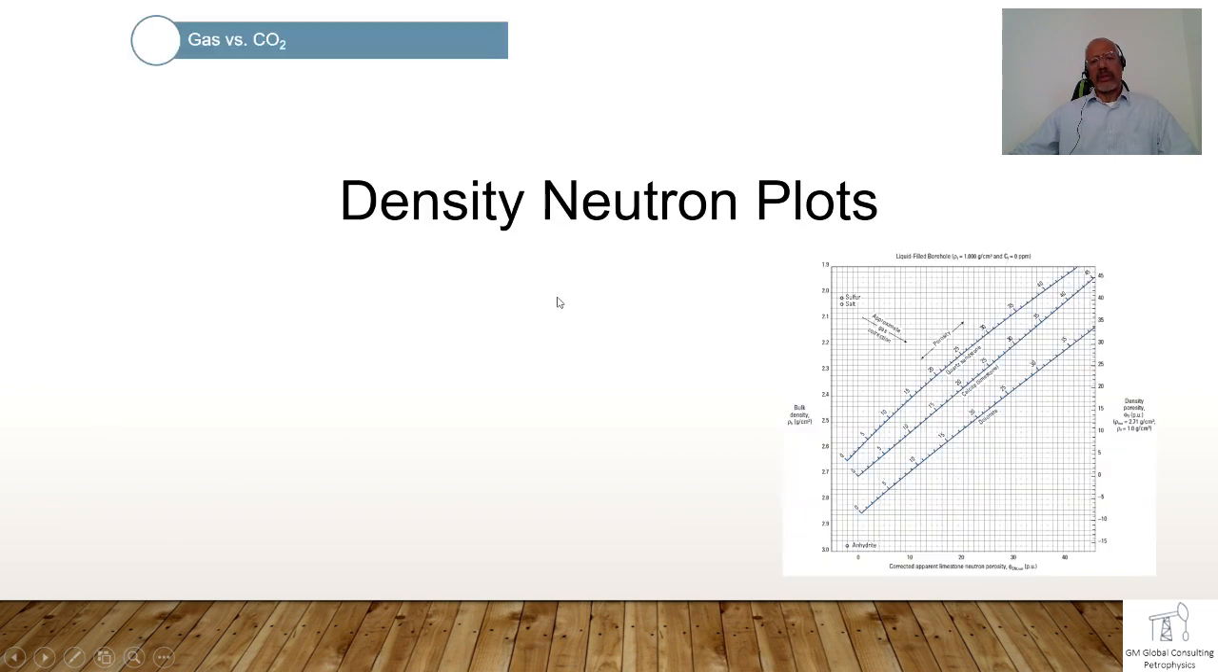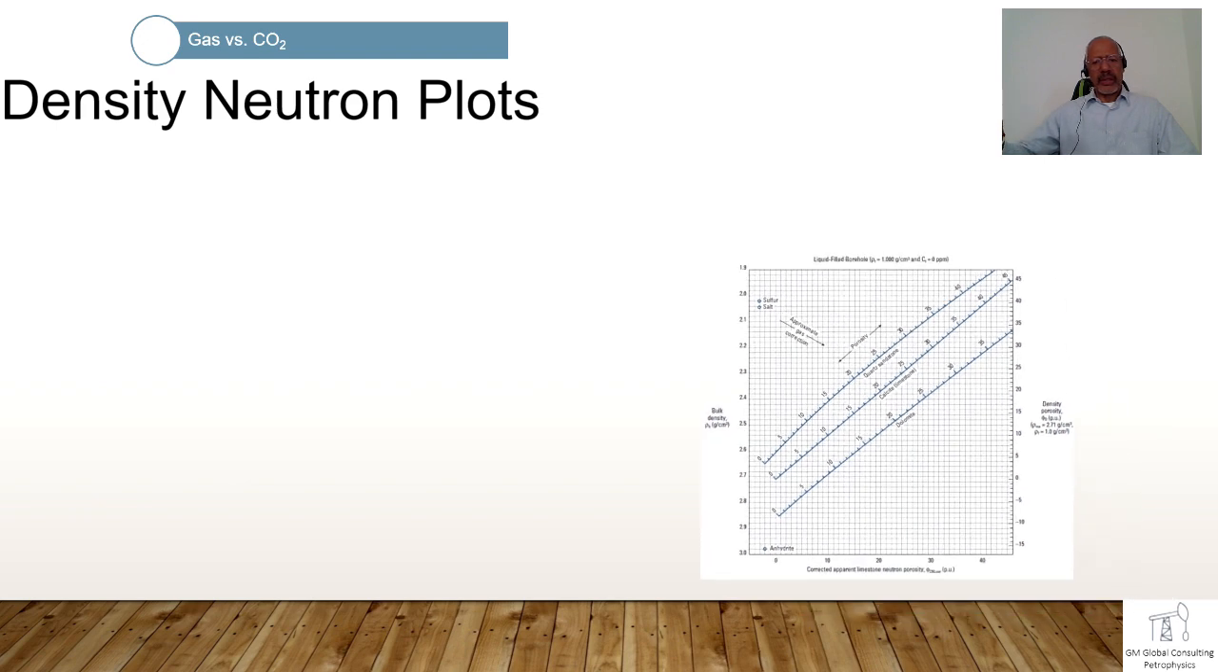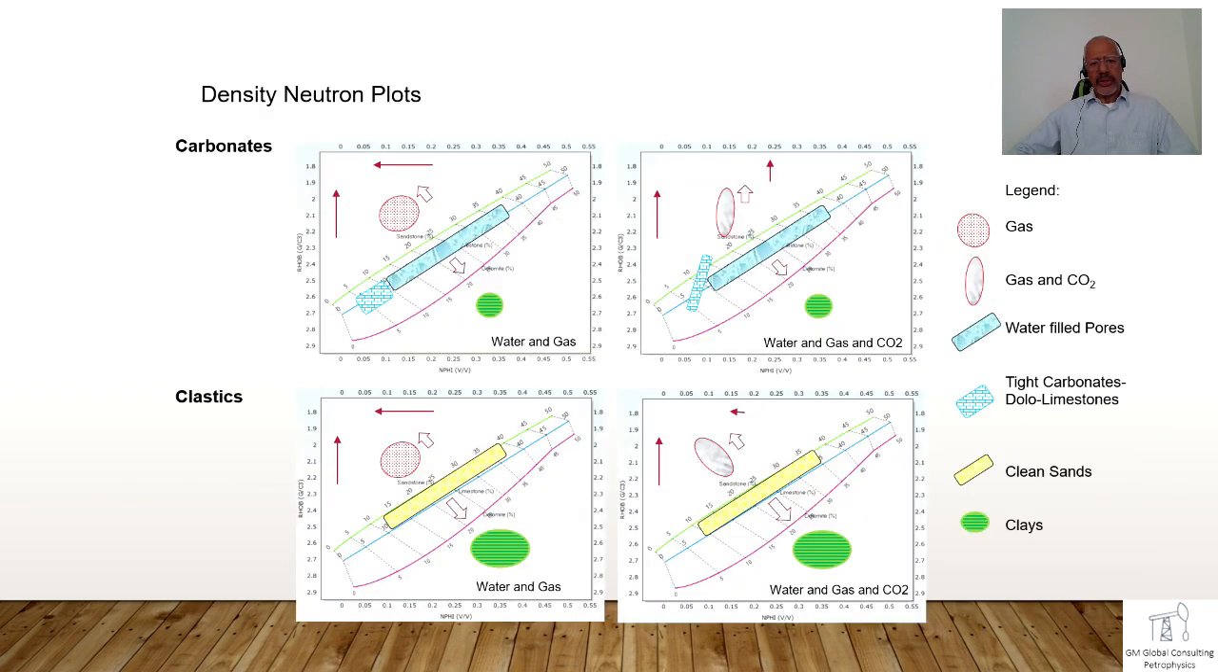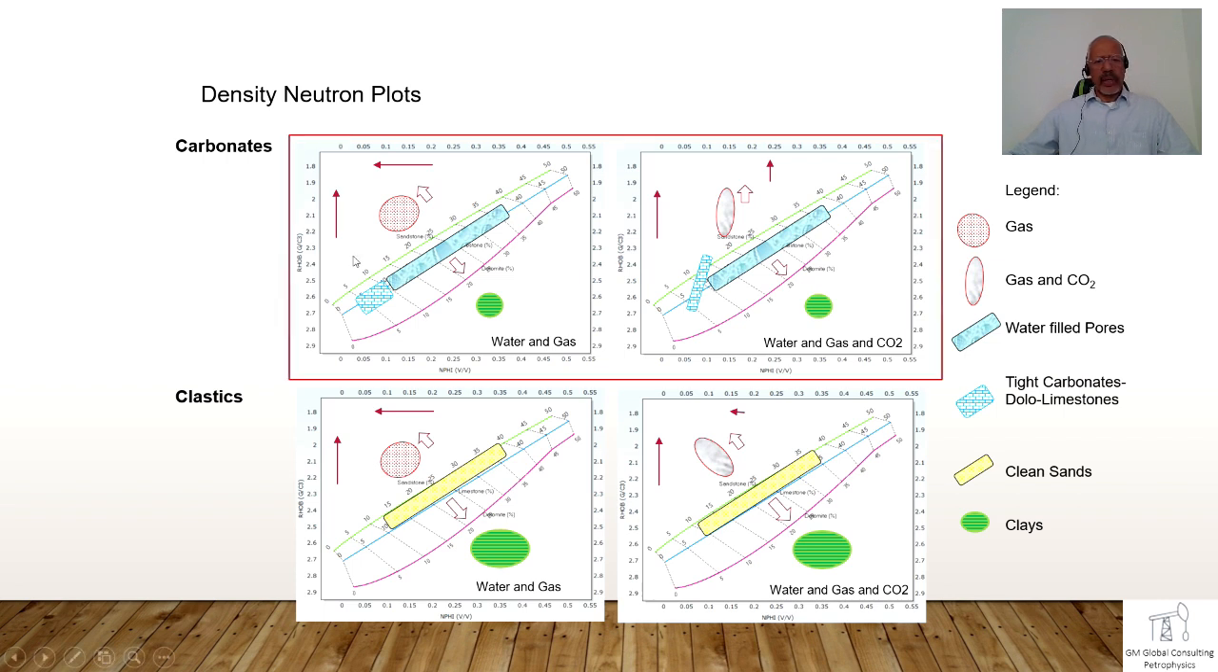Now, these analyses are based on the density neutron plots, so let's review the responses of the density neutron plots. I have two plots here, two cartoons, to show the typical log responses for carbonates and for clastics. So we're talking about a model that has only water and gas. It is understandable to see that the shales plot somewhere down here, and then the clean lithologies, in the case of limestone, should fall around here. If it's clastic, it should fall closer to the quartz line.